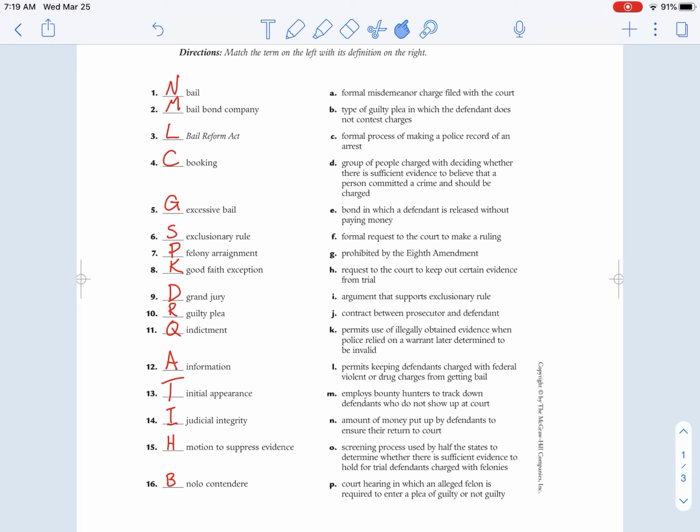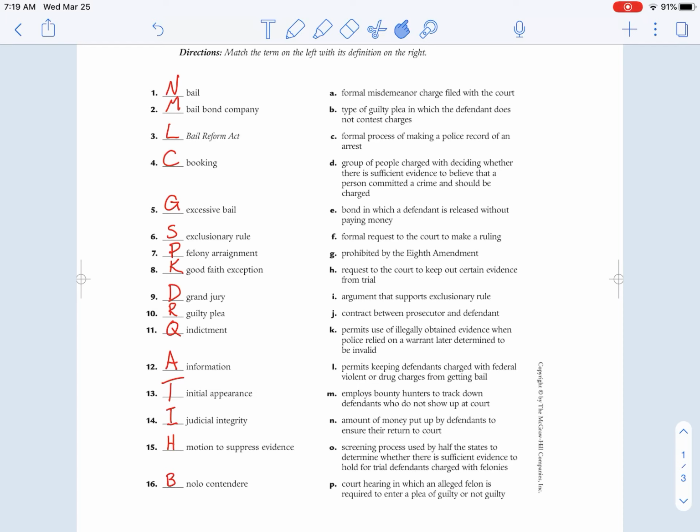Number 2, bail bond company is M. It employs bounty hunters to track down defendants who do not show up to court. So if you do not show up for your trial, there is recourse to try to get you there. Number 3, Bail Reform Act is L. Permits keeping defendants charged with federal, violent, or drug charges from getting bail. So there are certain federal crimes that you can commit that would make you ineligible to receive bail.